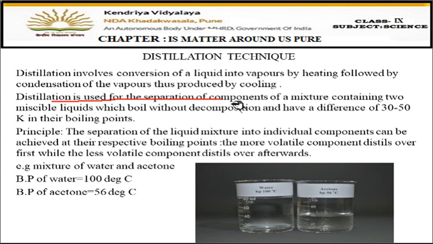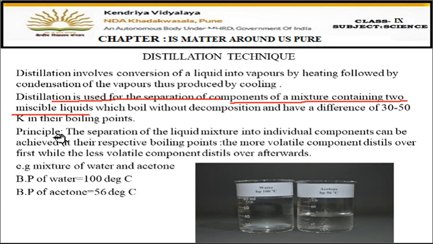Distillation is used for the separation of components of a mixture containing two miscible liquids. If you remember, in the separating funnel technique we were taking two immiscible liquids. Now here we have to take a mixture of two miscible liquids. Miscible means which mix with each other. Such mixtures, in which two or more miscible liquids are mixed, can be separated using the distillation technique.